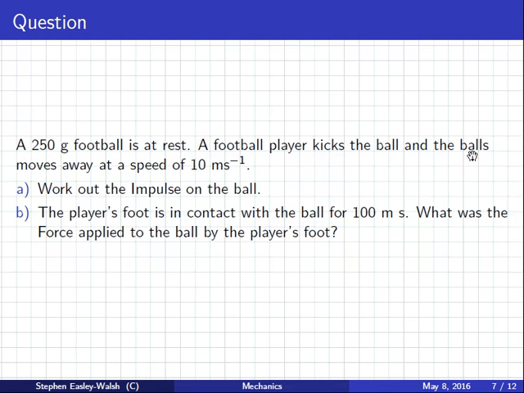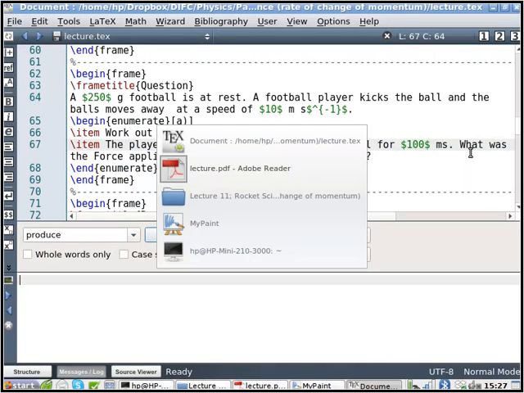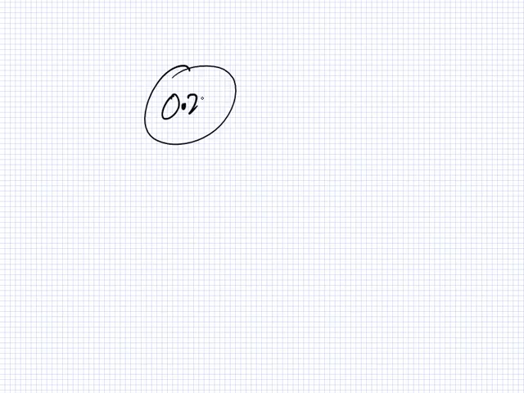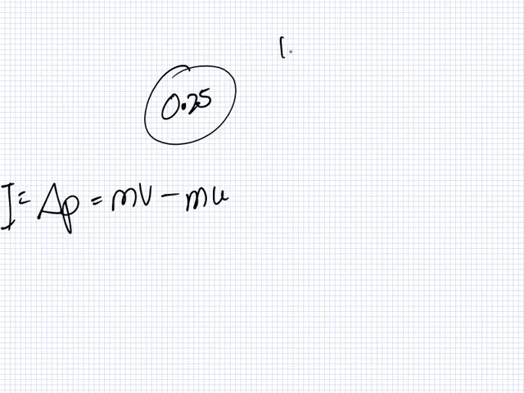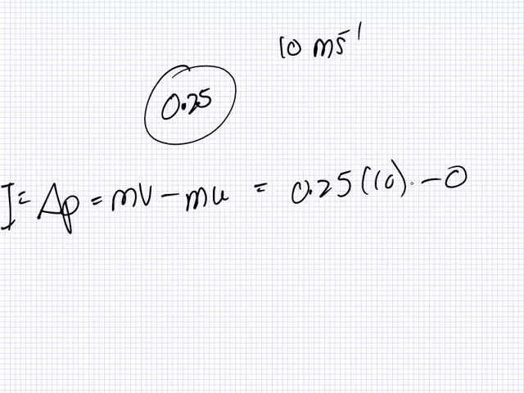250 grams, 10 meters per second. What's the impulse? So, delta P, the impulse, is mv minus mu. So that'd be 0.25 times 10 minus 0. That's 2.5 kilogram meter per second.